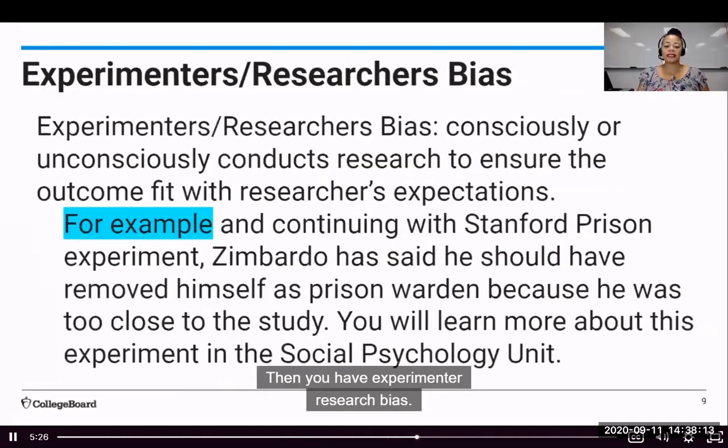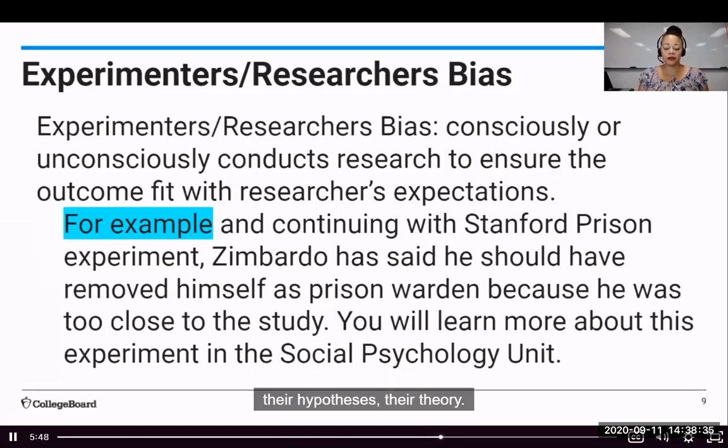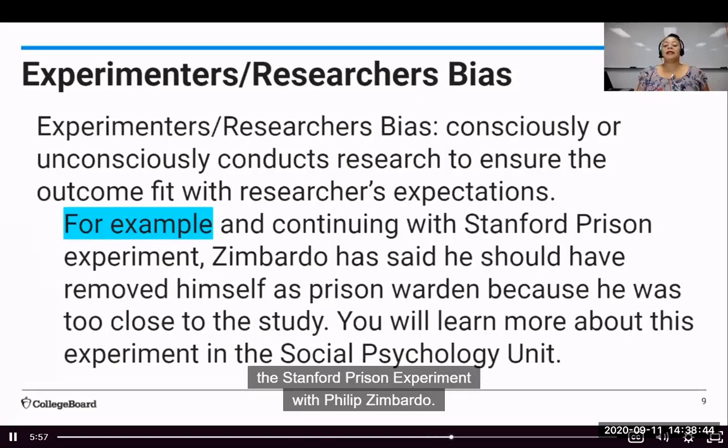Then you have experimenter research bias. Now, this is also one that can be very complicated because researchers really want their studies to work. Oftentimes, there are thousands of dollars being put into their study, and so they want the outcome to fit their expectation, their hypothesis, their theory. And so, in the long run, they end up messing up the study because they're only looking for certain things. The best example for this is, again, the Stanford Prison Experiment with Philip Zimbardo.